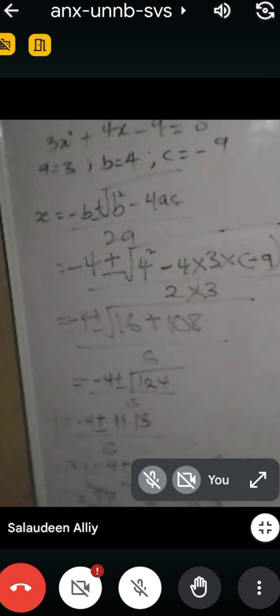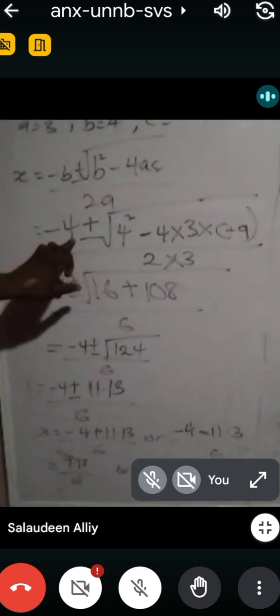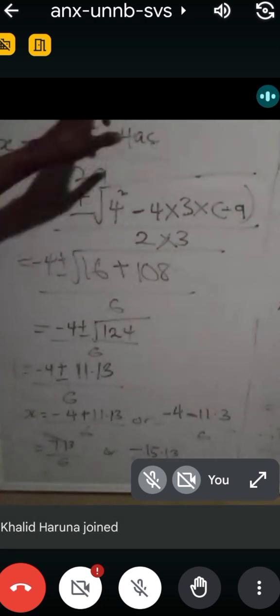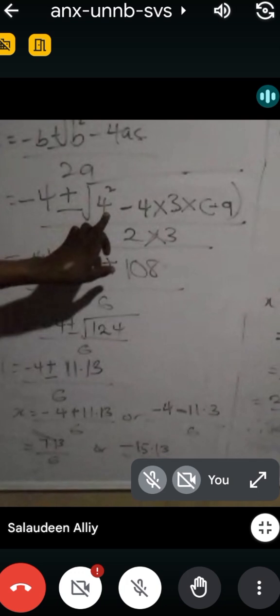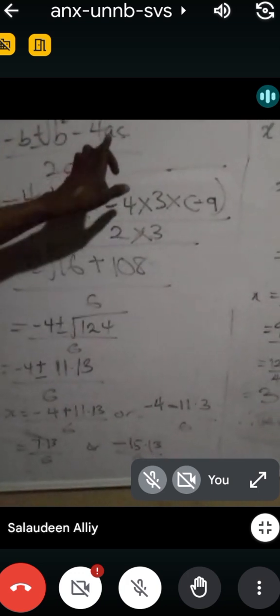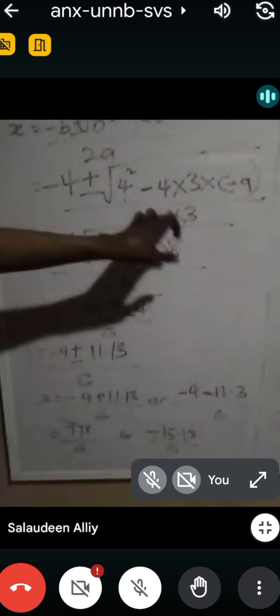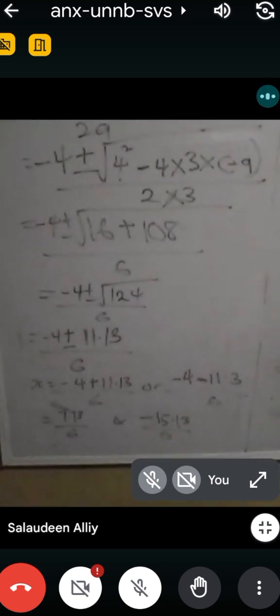Okay. X equals minus b plus or minus the square root of b squared minus 4ac, all over 2a. So b is 4. That's minus 4 plus or minus the square root of b squared, that is 4 squared, which I'm writing here. 4 squared minus 4ac, that is 4 times a. That's 4 times a, which is 3, times c, that's times minus 9, over 2 times 3, which is 6.